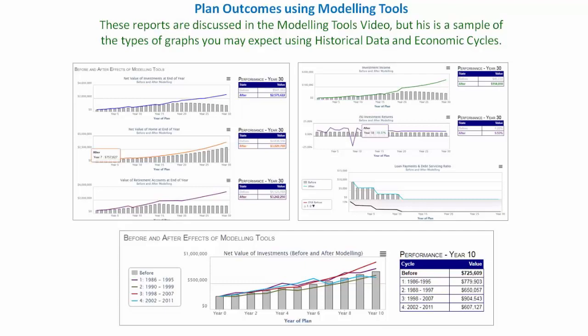Reports using modelling tools will be discussed in detail in the video how to use modelling tools. However, as a sneak preview, the top set of 8 graphs are displayed when a report is generated. The grey columns is the year-by-year value, with the line displaying the effect after the application of the nominated modelling tool. The graph at the bottom of the page displays the first 10 years of the plan overlaid with the results of a set of 4 10-year economic cycles which occur between 1986 and 2011.